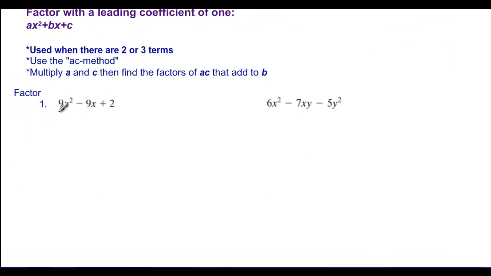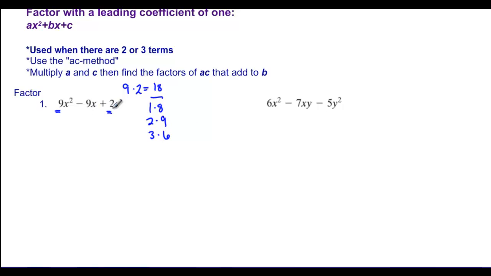So the AC method, we're using the 9 times this 2. So that's the A and the C. And the reason that's an A and a C is because this is in the form ax squared plus bx plus c. So the 9 times 2, or the A times C, gives us 18. So now we're going to look at factors of 18 that add to a negative 9. So to multiply to a positive 18 means you're going to have the same signs. So both positive or both negative. So 18, so 1 and 18, 2 and 9, 3 and 6, and those are all of our options.